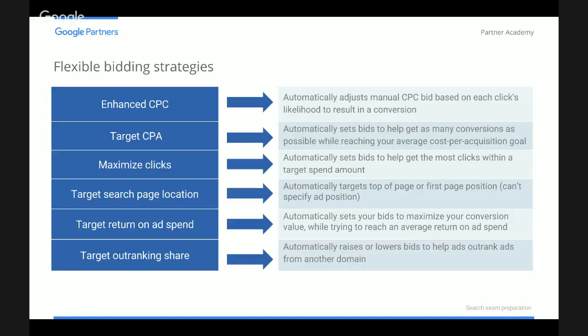Then we have target return on ad spend, wherein you tell the system how much return you would like to get for a certain sum of money. And then we have target outranking share, where you can tell the system that you would like to raise or lower bids to help your ads outrank ads in another domain. Those were a couple of bid strategies we have for you. Now we'll move on to setting campaign level budgets.